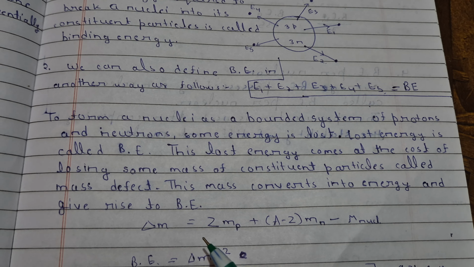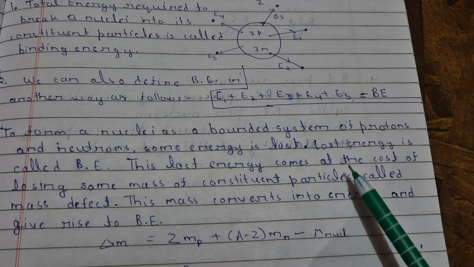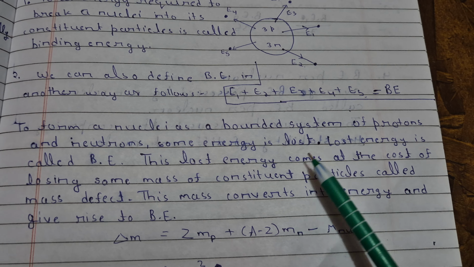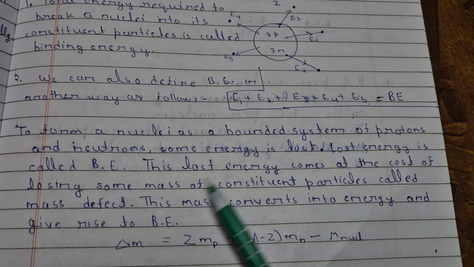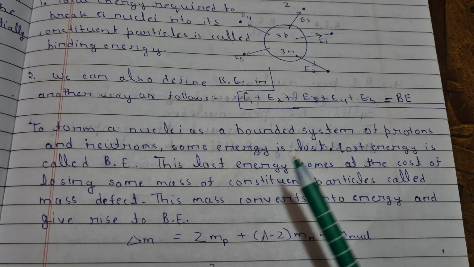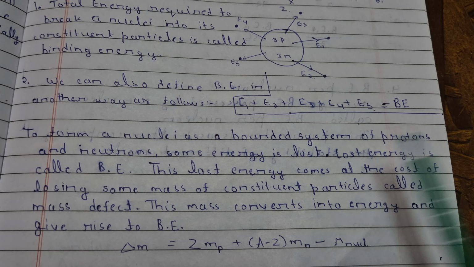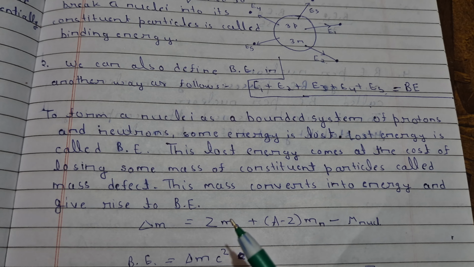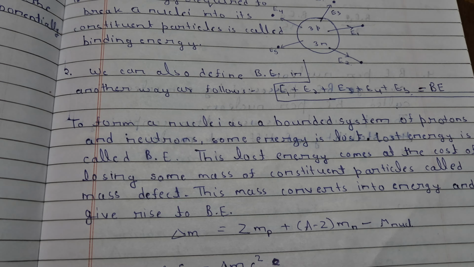If you sum up the constituent particles, and compare with the mass of the nucleus, you will see that these masses are not the same. The mass of the nucleus will be less as compared to its constituent particles, and that mass is lost in the form of energy, which is the binding energy. That mass difference is called the mass defect.